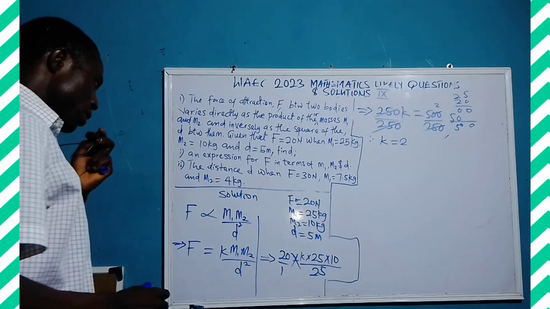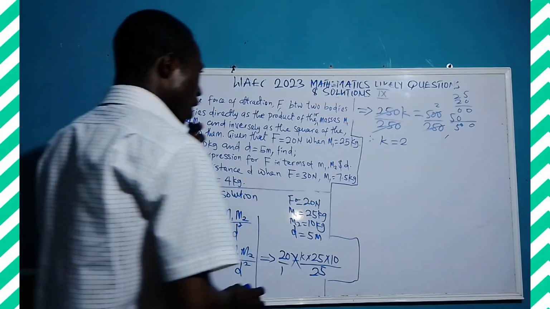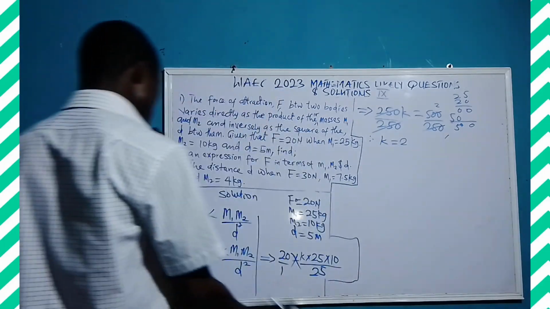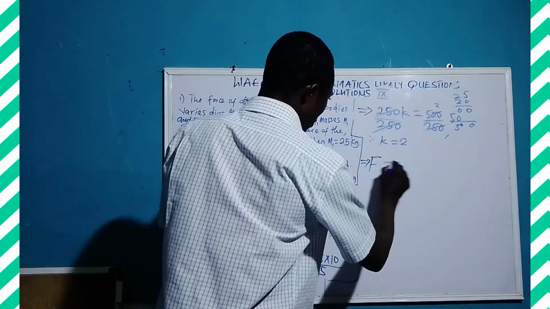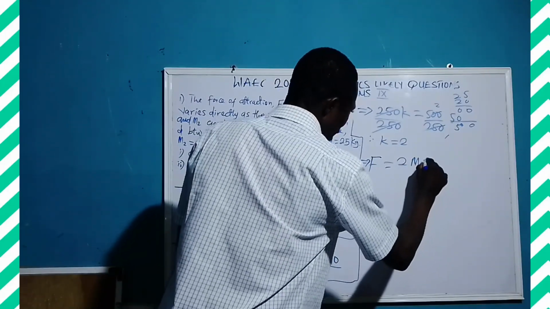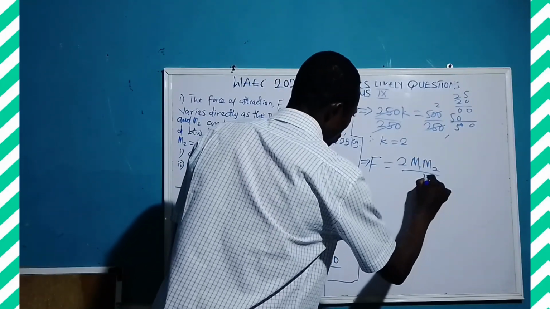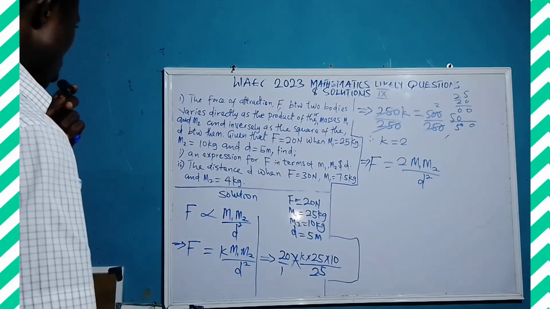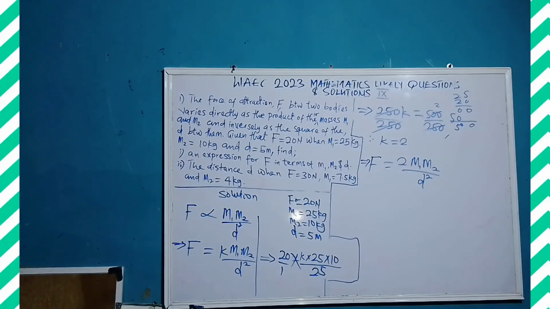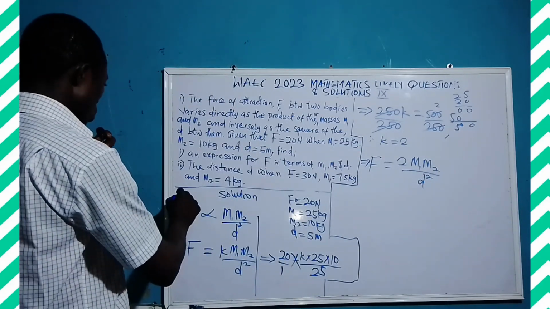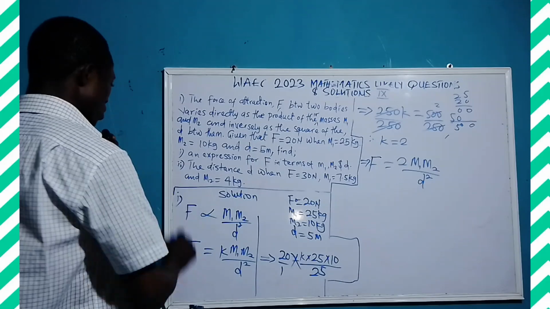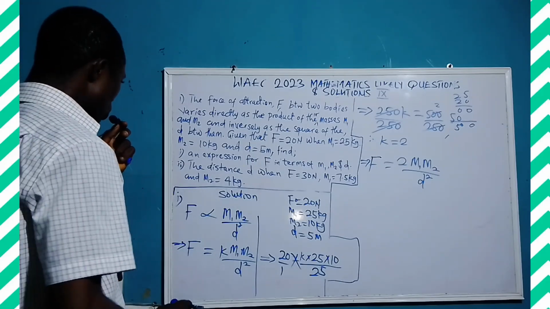Having done that, you move the value of K straight away into this formula. And it implies that F is equal to 2 M1 M2 all over D square. This is the answer to question 1, Roman figure 1. That is the expression for F in terms of M1, M2, and D. Now, Roman figure 2.